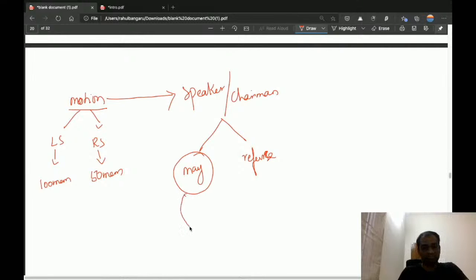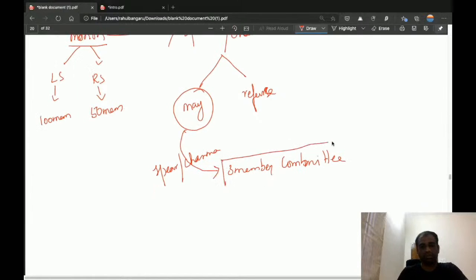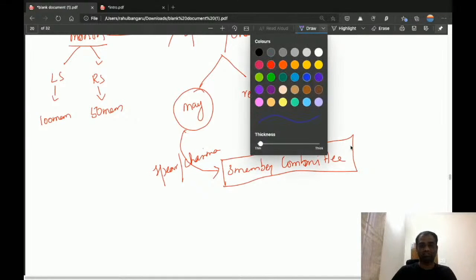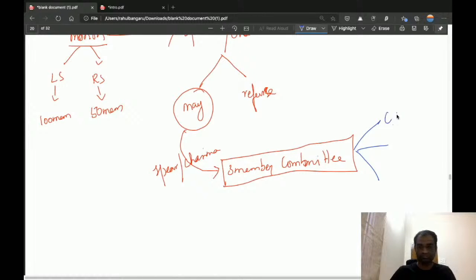Once the Speaker or Chairman has accepted this motion, he will form a 3-member committee. In this 3-member committee, there will be members like a Chief Justice or a Judge of the Supreme Court, a Chief Justice of a High Court, and a distinguished jurist.